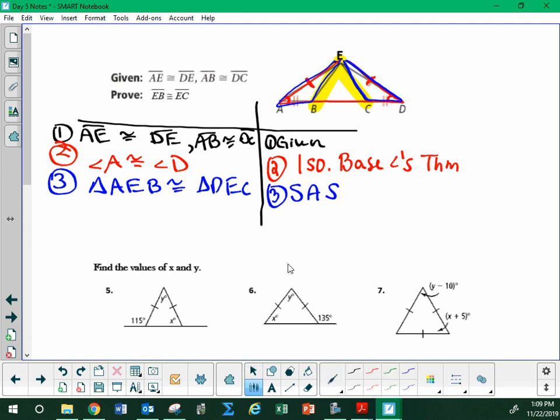Awesome. So now that I have the triangles are congruent, now can we say EB and EC are the same? Yes. Why? Congruent parts of congruent triangles are congruent. Good.